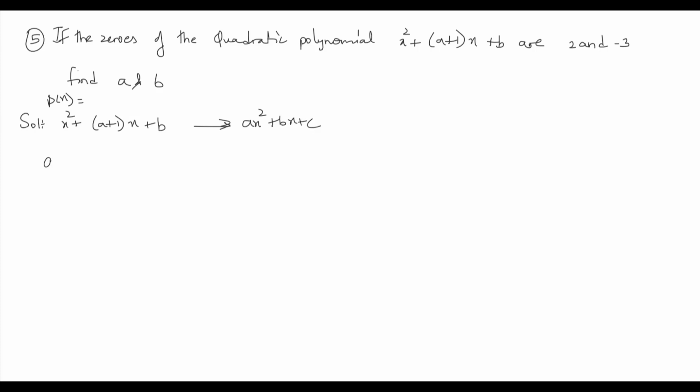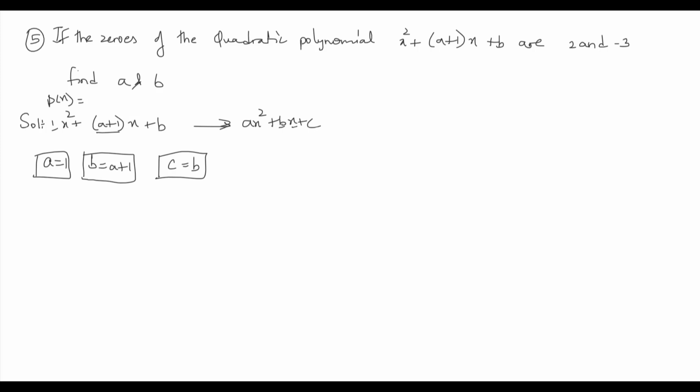So from that we will get a is equal to 1, b is equal to a plus 1 and c is equal to b. Compare it carefully, don't get confused by the alphabets. So a is 1 because the coefficient of x square is 1 and b is a plus 1 because the coefficient of x is a plus 1 here and here it's b. So both are compared, so equated, b equal to a plus 1, c is equal to b.